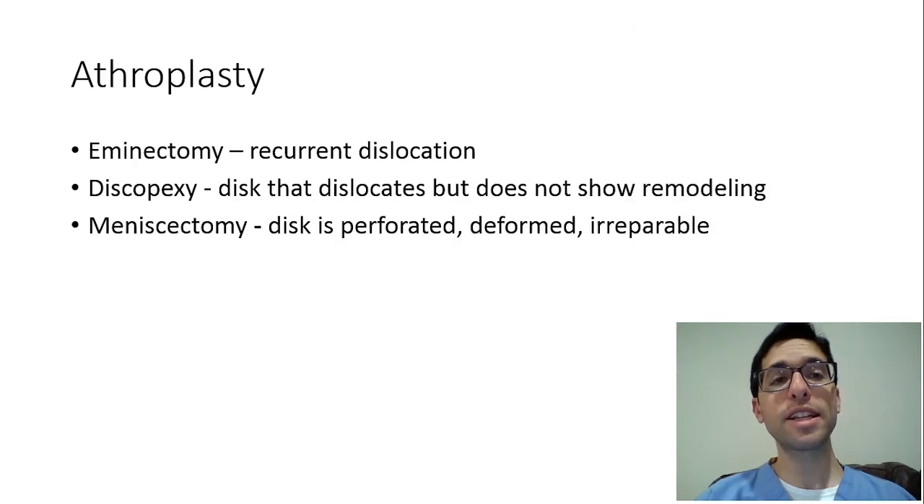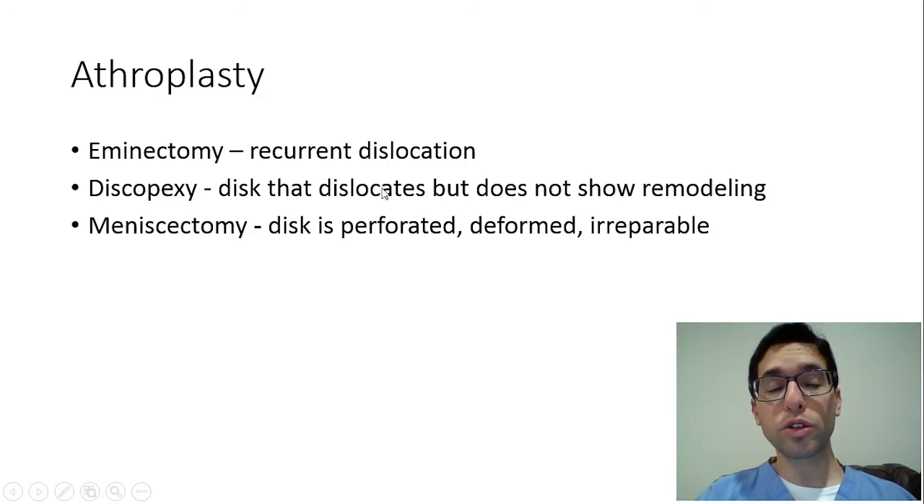All right, moving on to the next category would be arthroplasty. Within arthroplasty, we have eminectomy, discopexy, and discectomy, or what's also called the meniscectomy. All right, they have different indications, so I want to make sure we keep them straight and we don't get confused. When it comes to eminectomy, eminectomy means to cut off or reduce the eminence. That is primarily for a recurrent dislocation, which is different from the other two things on this list, discopexy and discectomy.